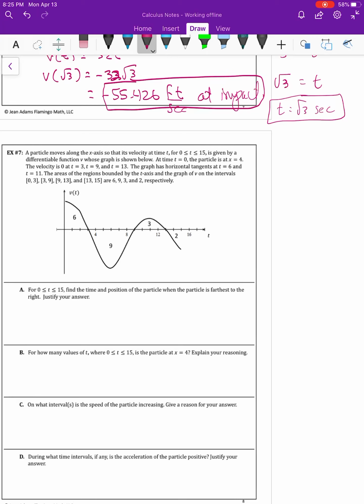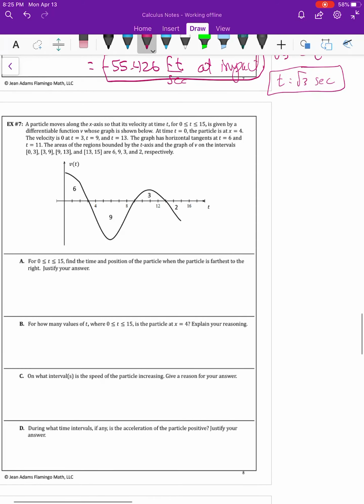And then we have example number 7. A particle moves along the x-axis so that its velocity at time t, for t between 0 and 15, is given by a differentiable function v, whose graph is shown below. At time t equals 0, the particle is at x equals 4. So that's your initial position.